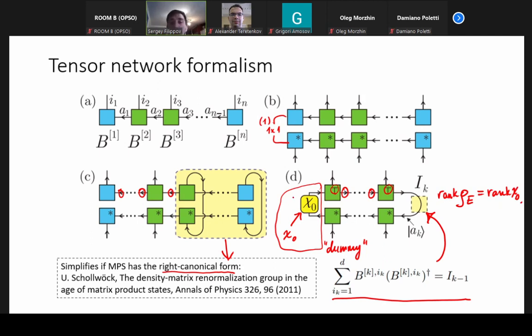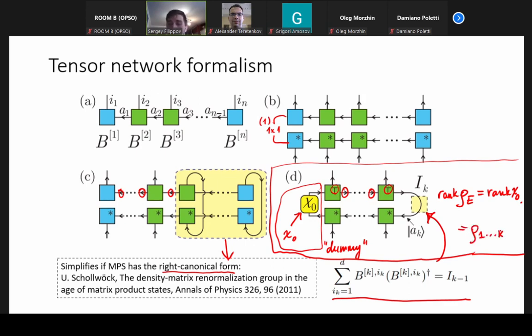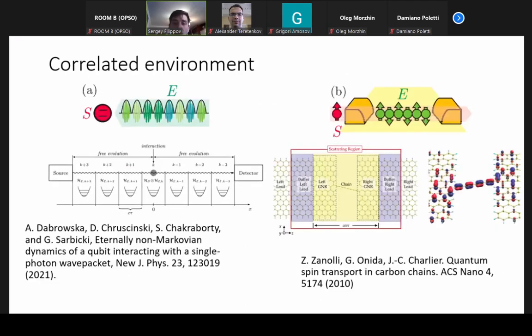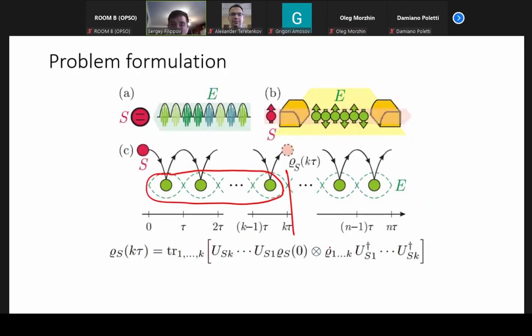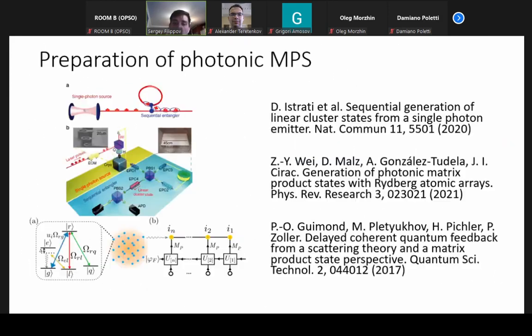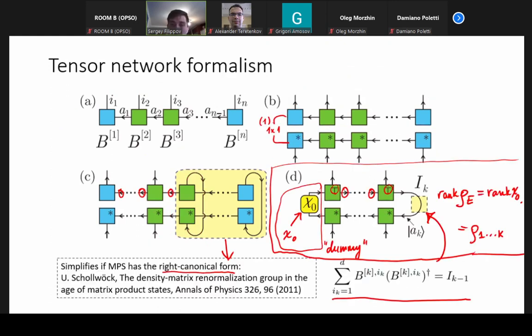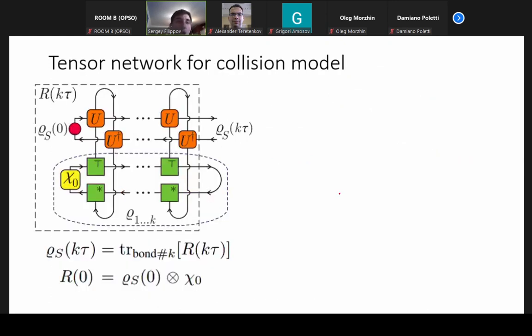So you can consider figure D here as the most general description of the environmental state in terms of tensor diagrams. And this gives us a reduced density operator for K particles, which is exactly presented in the original problem formulation. So you see that the density operator rho 1 and so on to K is given now by this simple tensor diagram in figure D. And now we can construct the tensor network for the collisional model.